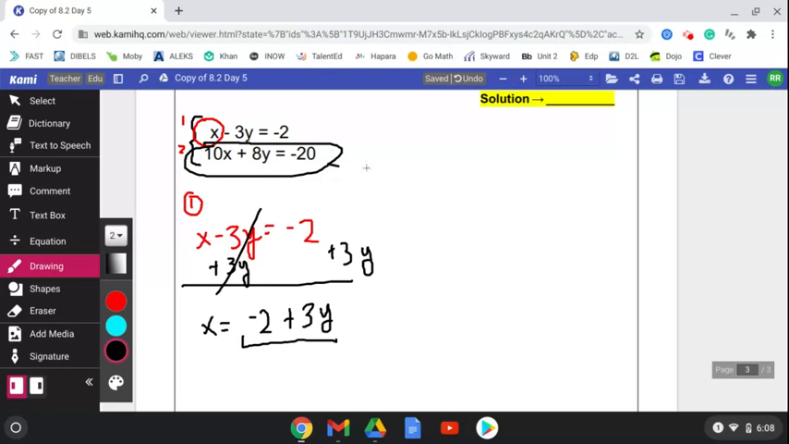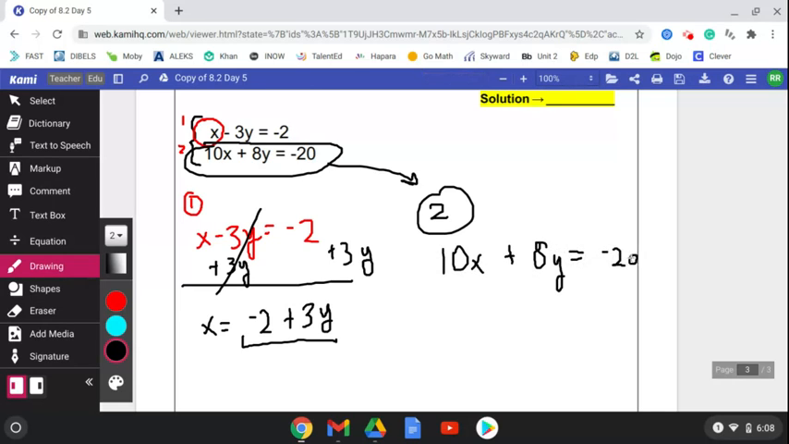Here's the second equation. Copy it down over here. Second equation is 10x plus 8y equals negative 20. And I'm going to take what x is and plug it in for x right here. So I have 10 times x, and x is negative 2 plus 3y. Close the parenthesis. Bring the plus 8y down, bring the equal sign down, bring the negative 20 down.